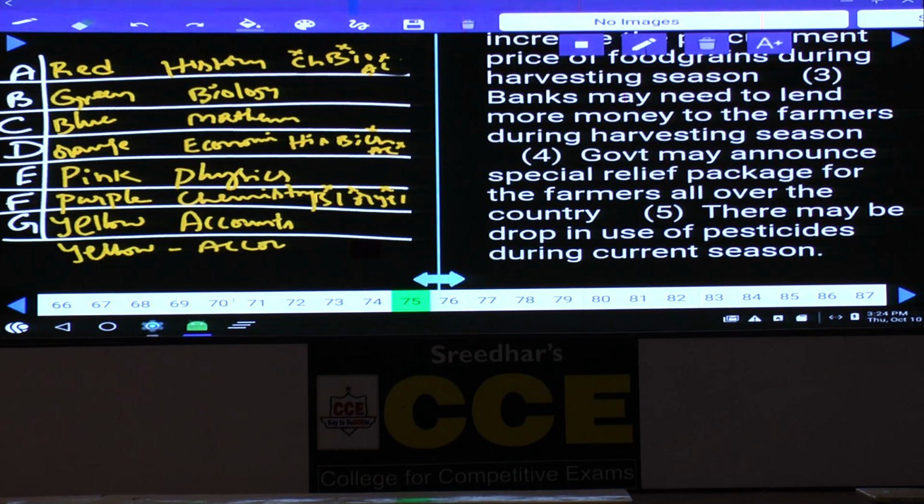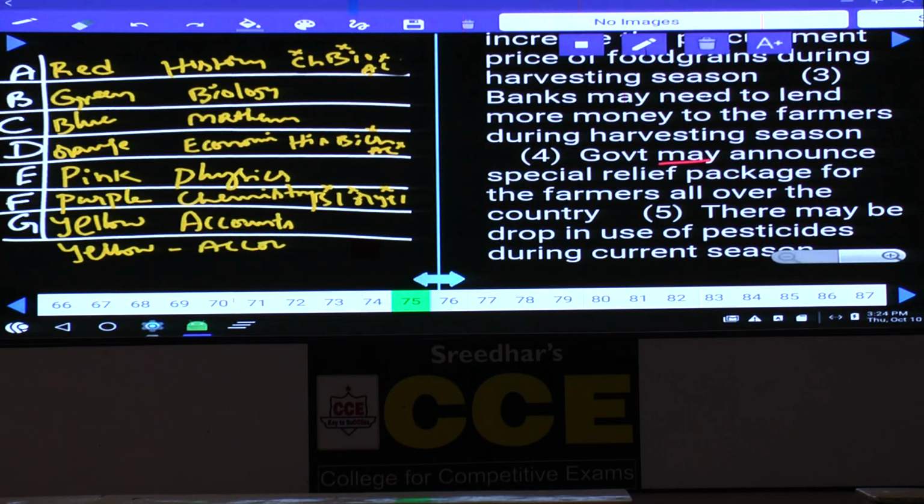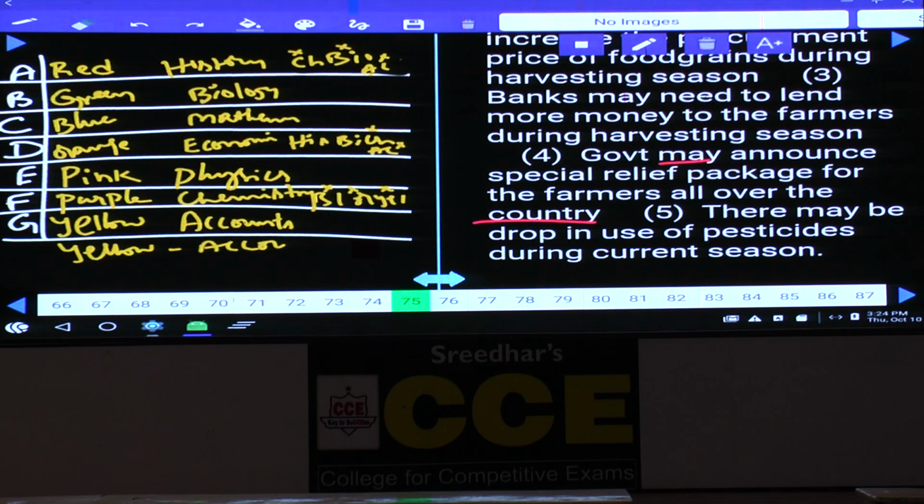Then fourth one, government may announce, underline this word may, a special relief package for the farmers all over the country. Is there any necessity or not? That information is not known. And condition number 5, there may be a drop in use of pesticide during the current season. Whether there is a drop or not is not clearly known. As the rainfall is good, favorable conditions for cultivation, hence more and more people will produce, and more usage of pesticides will be there.